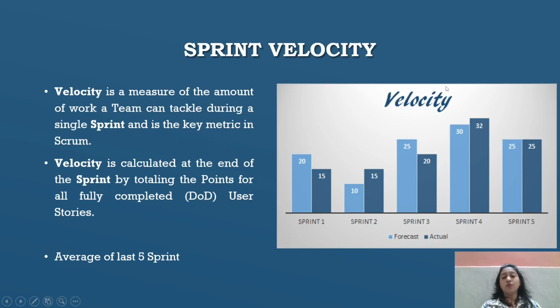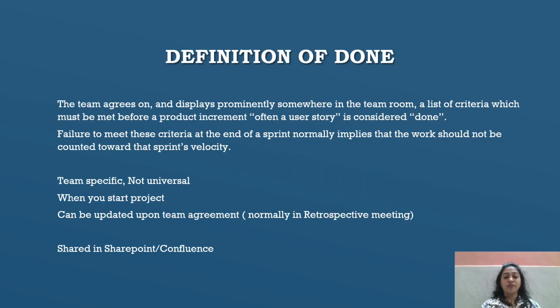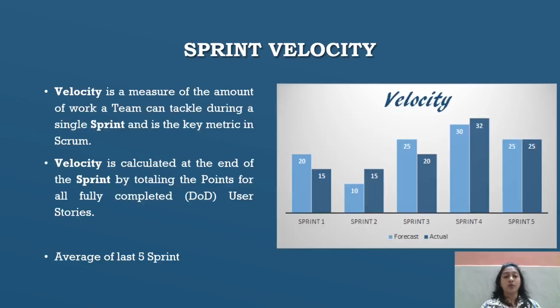Okay. So we have just gone through the previous slide where we mentioned the sprint velocity, you can see here, right? The failure to meet this criteria at the end of each sprint normally implies that the work should not be counted towards the sprint velocity. Let's see what exactly velocity is. Velocity is a measure of the amount of work a team can tackle during a single sprint and is a key metric in Scrum. You can see it in the chart.